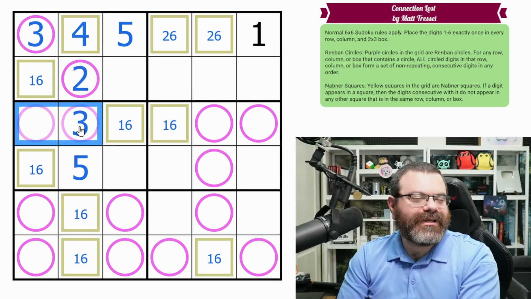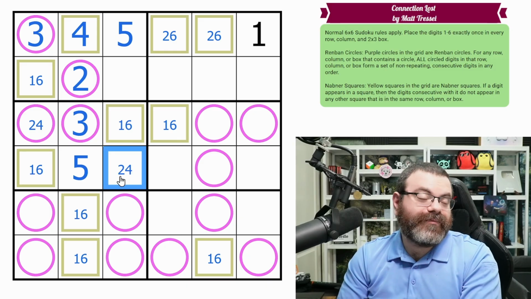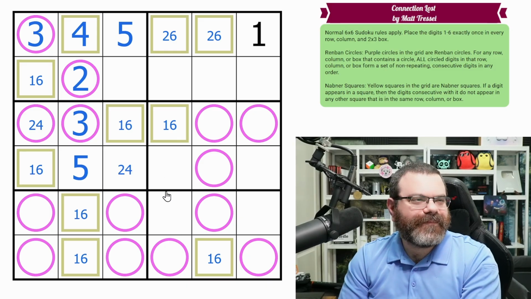Now remember, these two are consecutive, even though this is also a Renban. For the box, this is a Renban, so this has to be 2 or 4. Oh, wait, for the box, it's just 2, 4 left. Okay, so I didn't have to do that logic, but whatever.